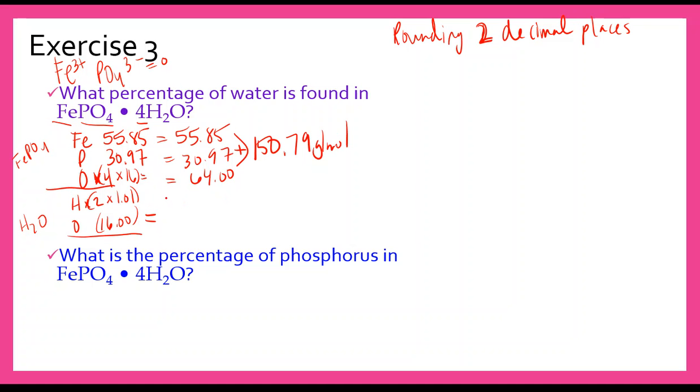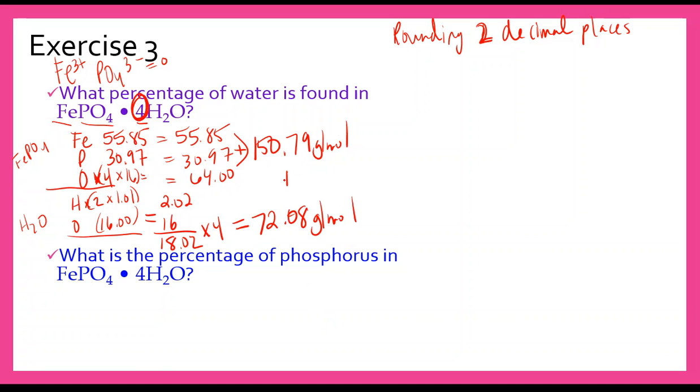Now for the waters here, I like to just calculate water, and water is a good one to memorize because this would be 2.02 plus 16. So water's molar mass is always 18.02. Because there's 4 of them, we have to multiply it by 4. So the mass represented in this compound is 18.02 times 4 because there's 4 waters. So the total mass of the water happens to be 72.08 grams per mole.